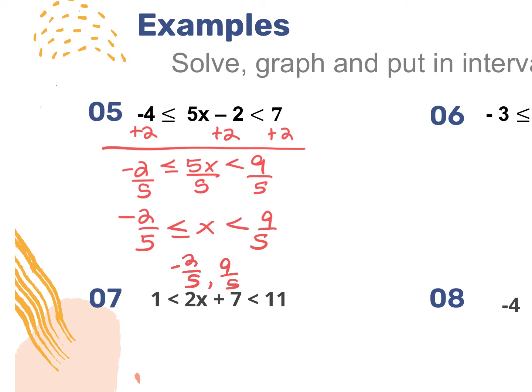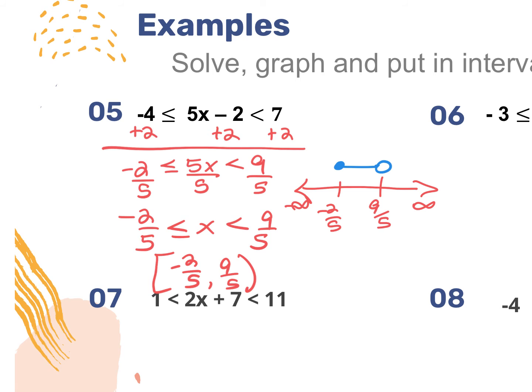Since it's a less than or equal to, it gets a bracket. And since this one has a less than in front of it, it's a parentheses. So over here, graph it, least to greatest. So negative 2/5 first, 9/5 second. Remember, this is negative infinity, positive infinity. But again, this is just going to be a segment, closed here, open here. Yes?